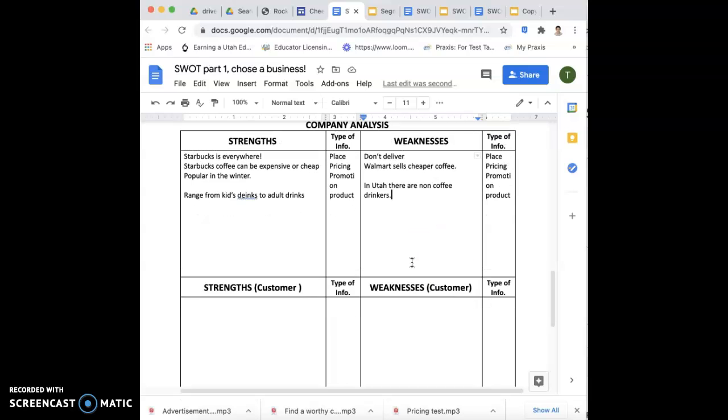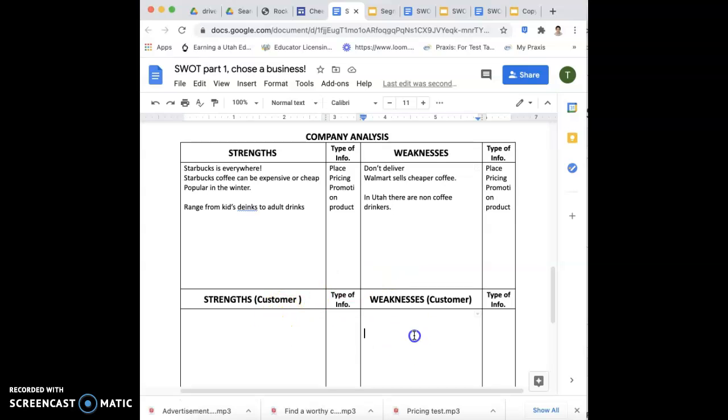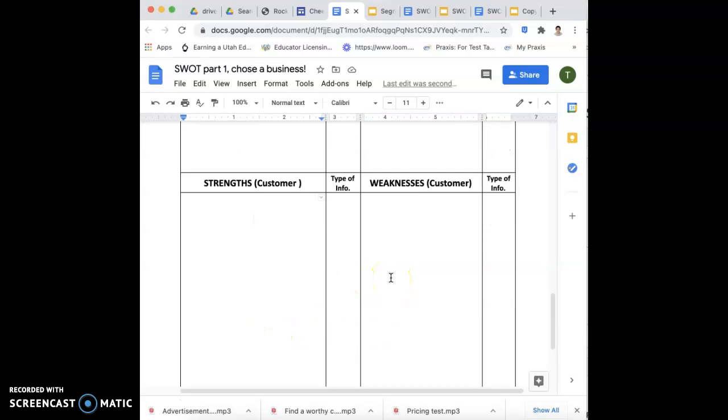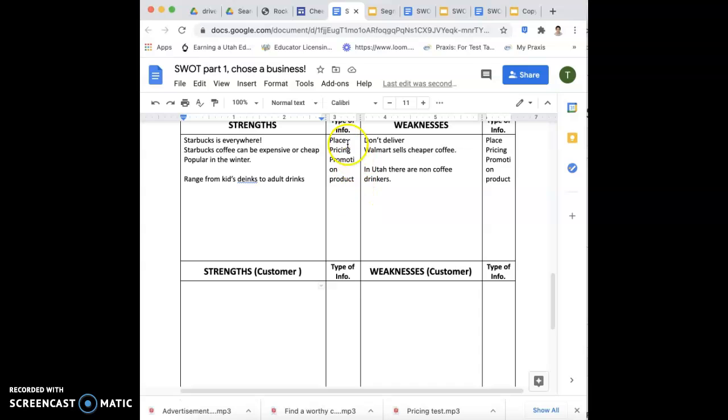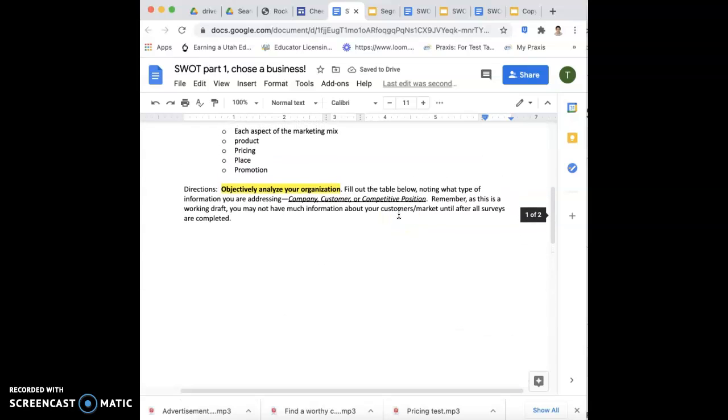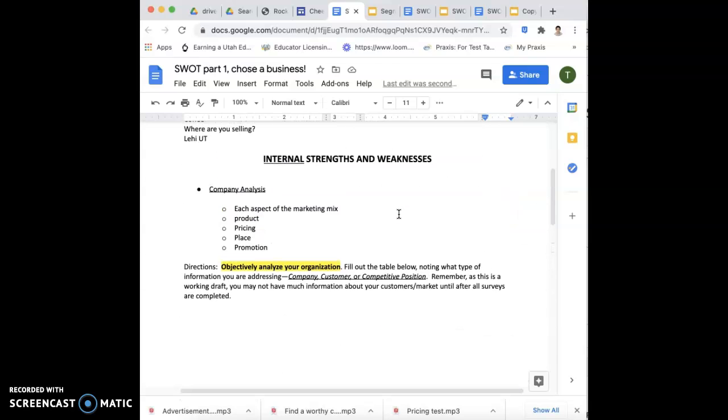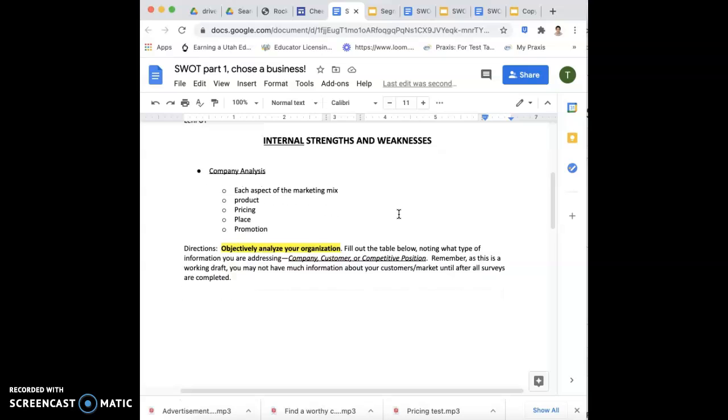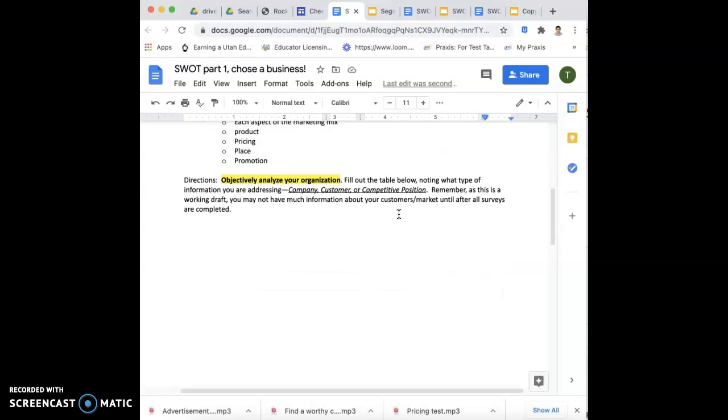And then you want to continue down, go on to customer, and do the same thing. Go through all 4 P's for customers and strengths and weaknesses. And yeah, continue on. I have more to show you for parts 2 and 3.